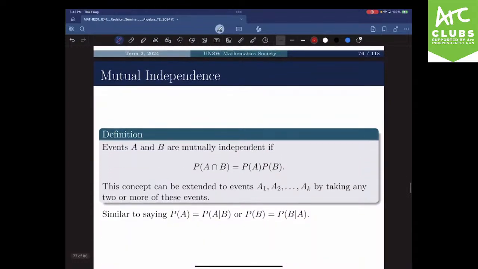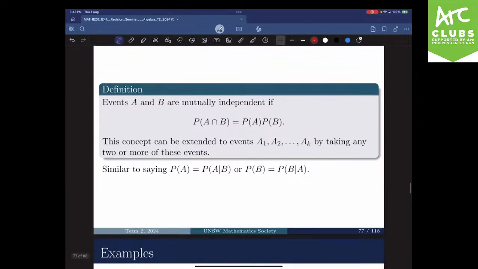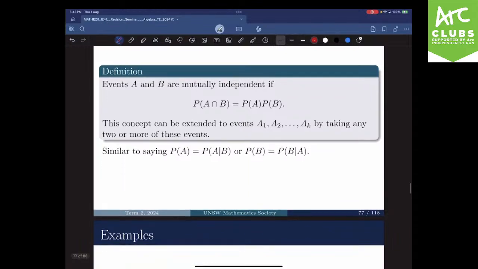Okay, next we have mutual independence. So we want to know when some events are mutually independent. The condition for events to be mutually independent is if the probability of A and B is equal to the probability of A times the probability of B. We can extend this concept to when we have multiple events like A1, A2, all the way to AK. It works for more than just two events.